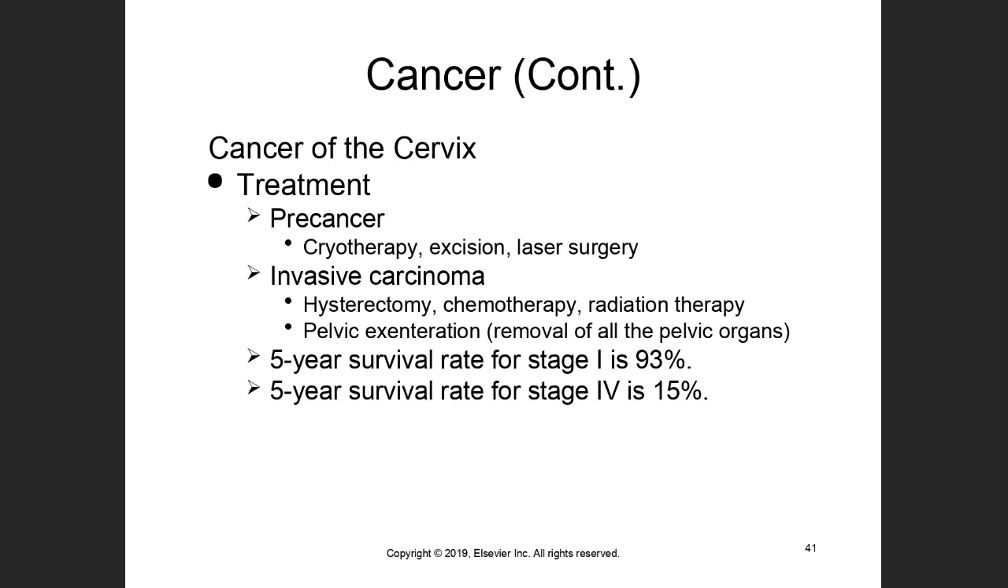It's a surgery; you have to remove the cervix. There are two types of surgery, because we have the endocervix and the exocervix. If you have damage to the endocervix, you have to do a cone. If you don't damage the endocervix, then you do the cryotherapy. For invasive carcinoma, we have hysterectomy, chemotherapy, and radiation therapy. The 5 year survival rate in stage 1 is 93%, and stage 4 is just 15%.